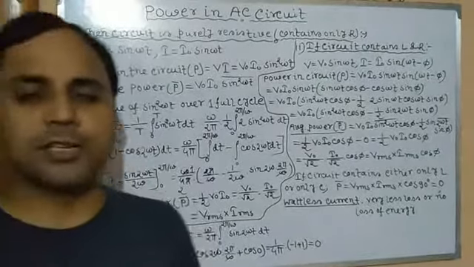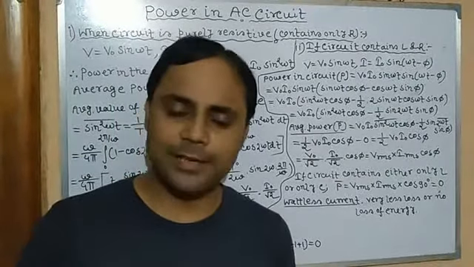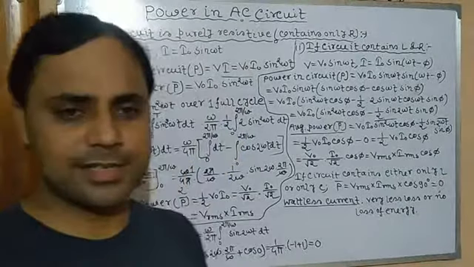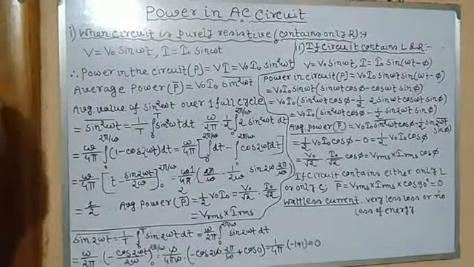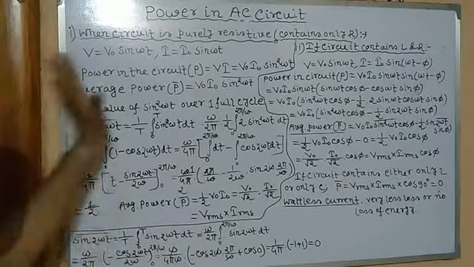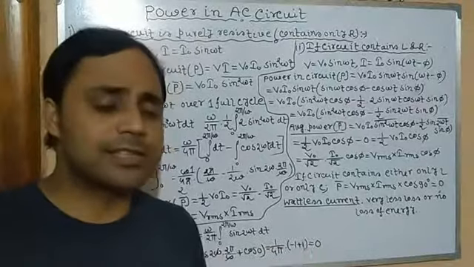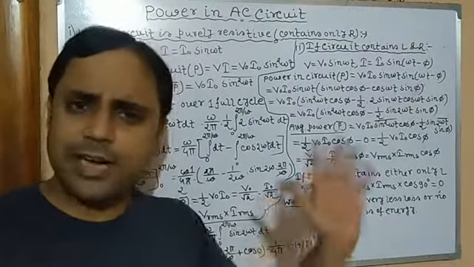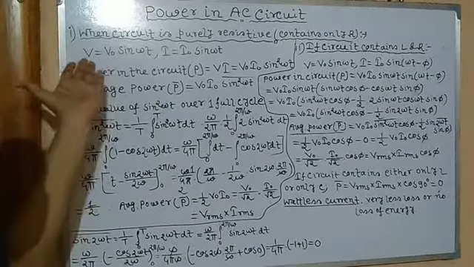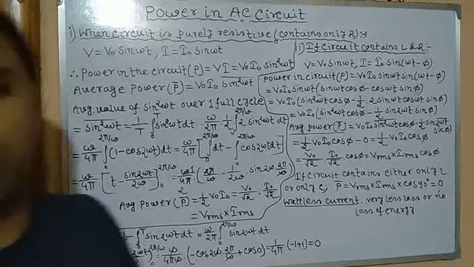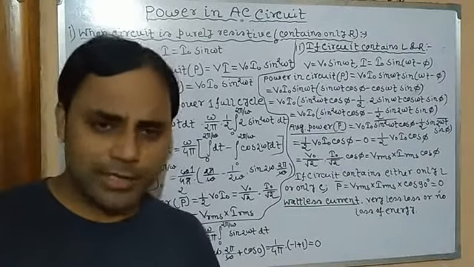Today our topic of discussion is power in AC circuit, or we may say average power in AC circuit. So let's get started. Condition number 1: when the circuit is purely resistive, meaning when the AC circuit contains only resistance R, the supplied alternating voltage is V equals V0 sin omega t and the alternating current I equals I0 sin omega t.